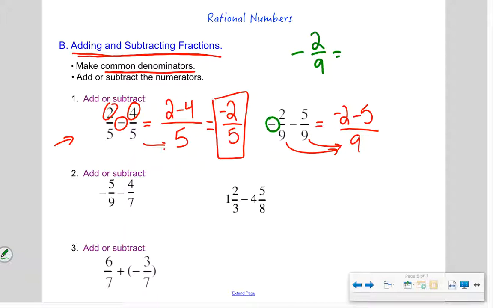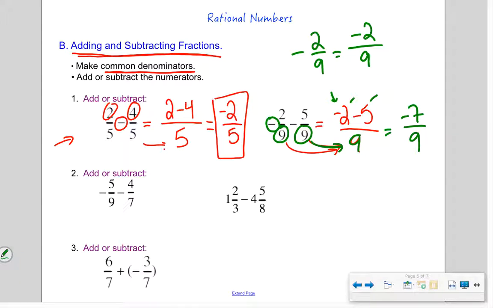Think about that as -2/9, because then you still have your denominators that are the same. 9 gets to just come along. Okay, so I hope you can see why this is -2 minus 5. And then my final answer is going to be -7/9, because these are on the same team. -2 minus 5 is -7.